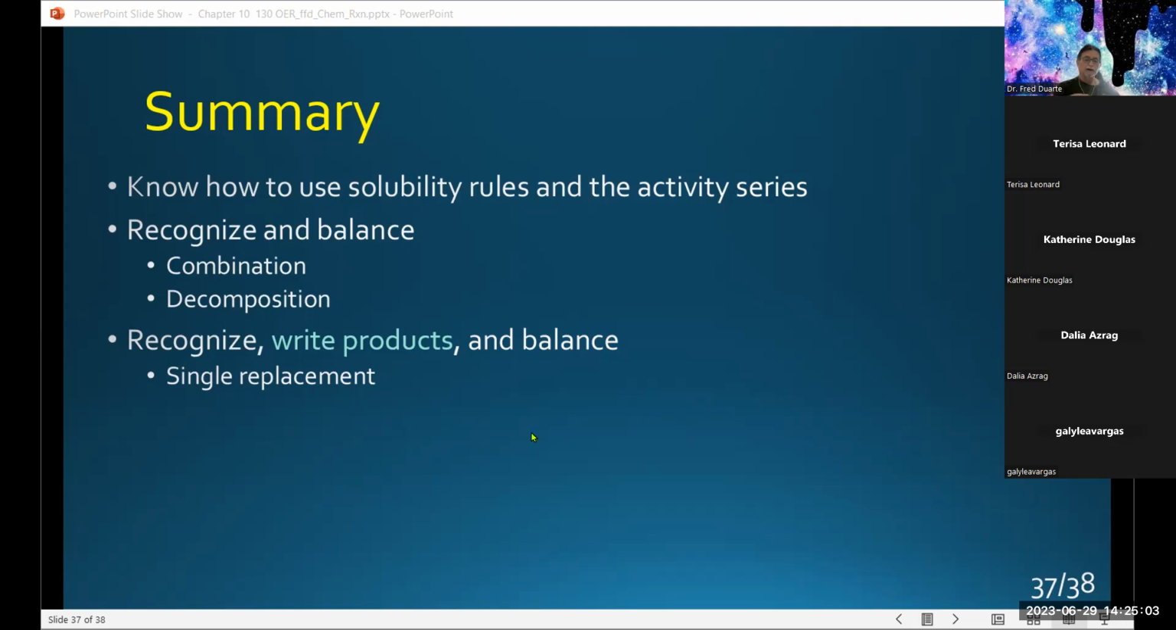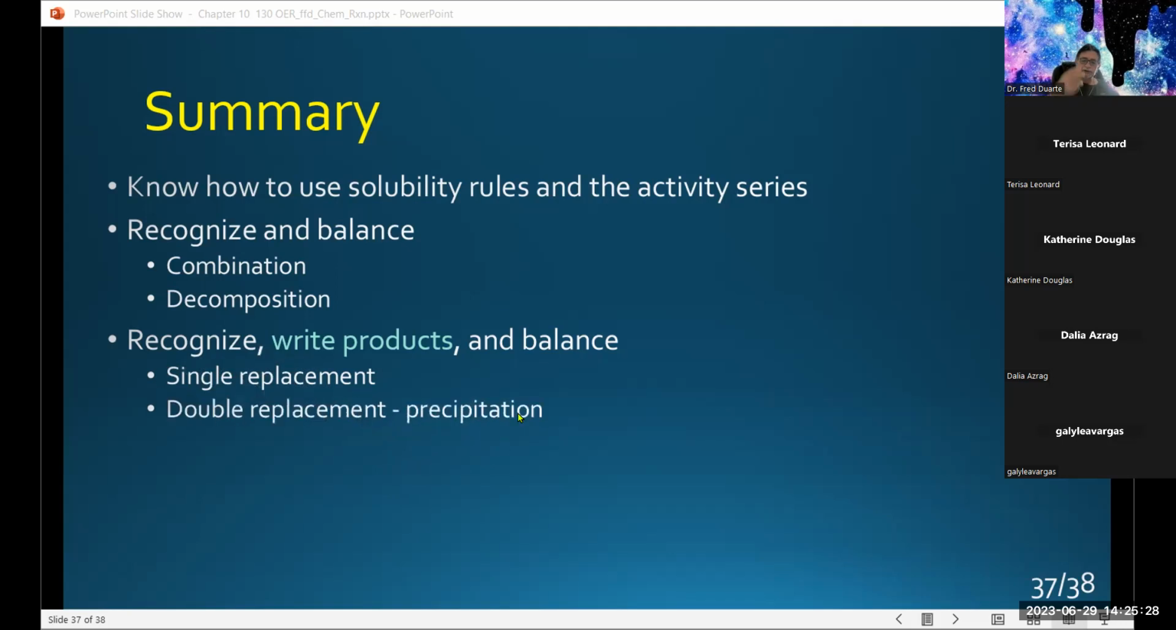With respect to balancing combination, decomposition, and single replacement, these reactions are pretty small. They're not very large reactions, so they could be balanced essentially by trial and error. We put a number here to see how that fits back and forth. We go back and forth, product and reactant, until we get the right coefficients.